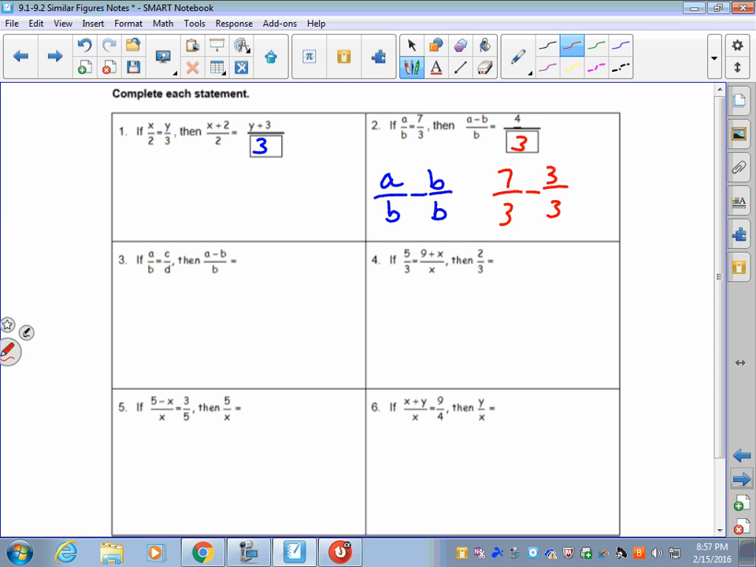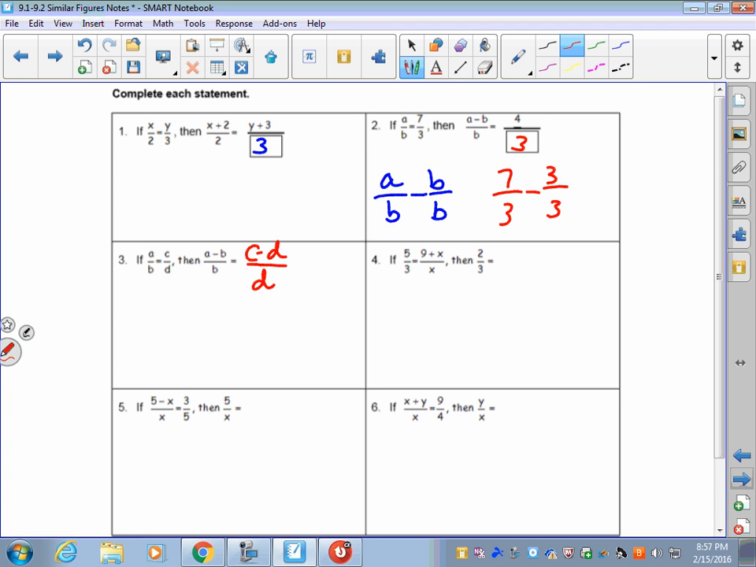So let's try number 3. If a over b equals c over d, then a minus b over b equals, hopefully this is very similar to what we did with the other property, and hopefully you see it's just c minus d over d.